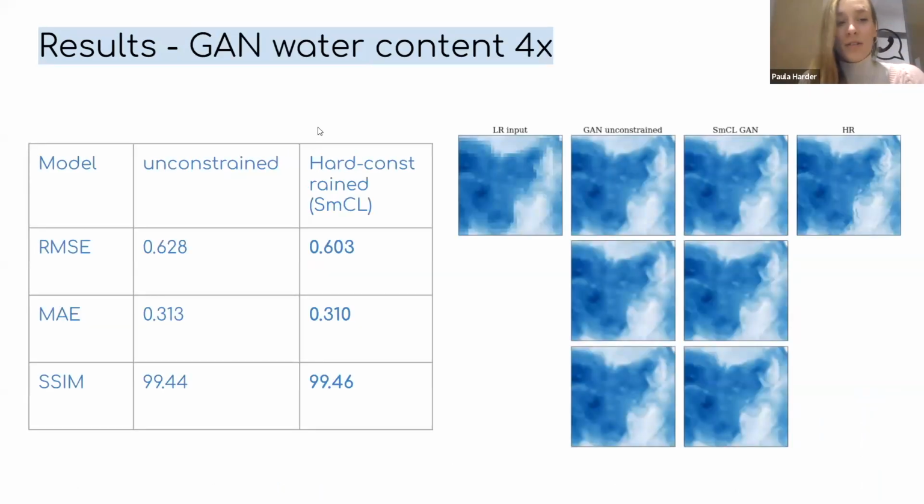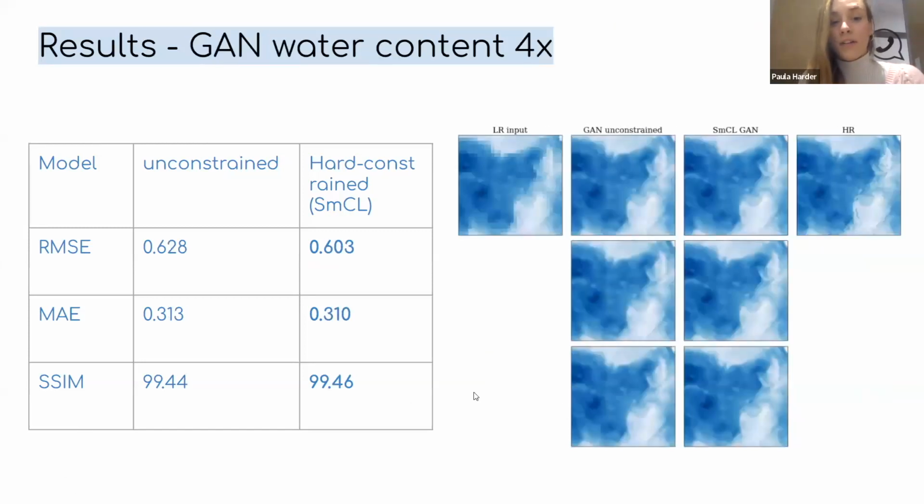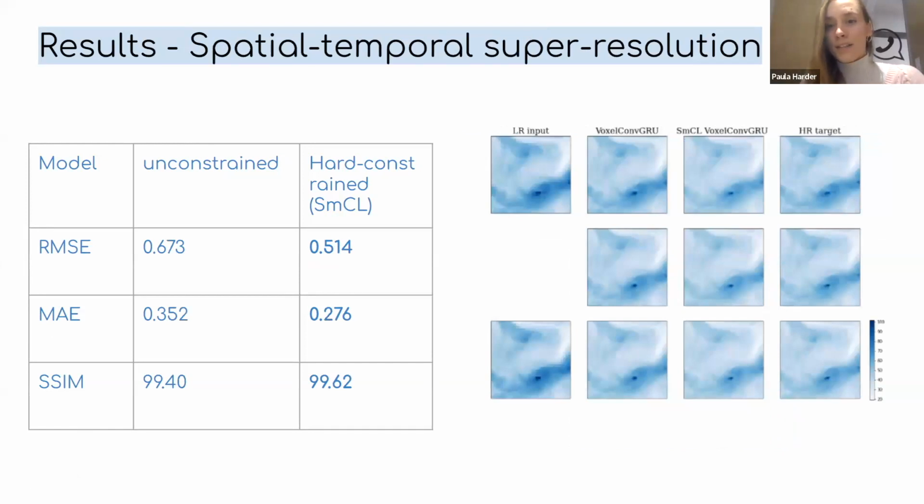The GAN looks similar, again with different metrics: root mean squared error, mean average error, and structural similarity index get a bit better when constraining the GAN. And then also here, this is the spatial temporal super resolution, where we observed the same and had an even stronger effect.